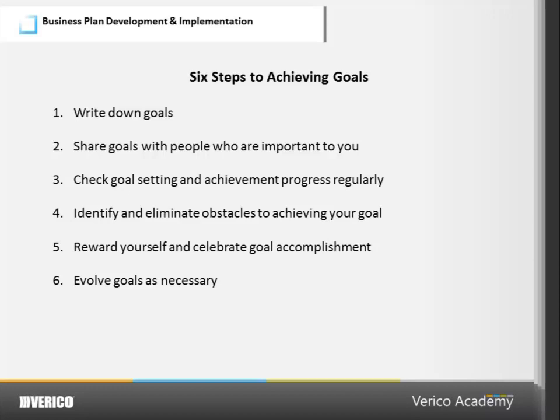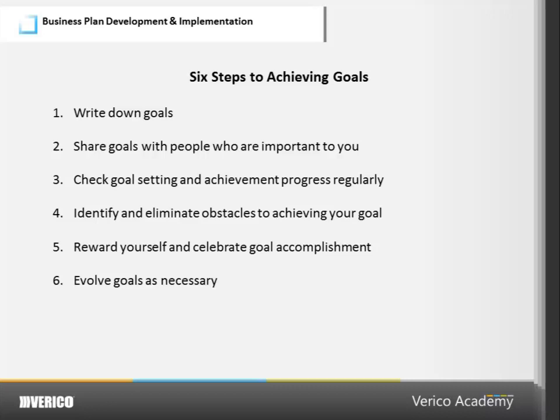The first thing that is recommended is that you write down the goals, and that's what you're doing here today in creating your business plan. You should share your goals with people who are important to you. Those people will help you by encouraging you and supporting you in your efforts.